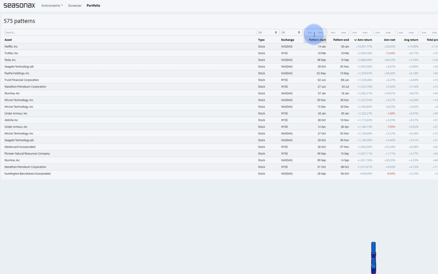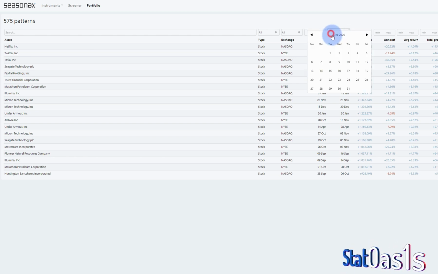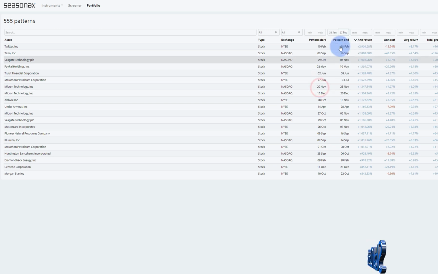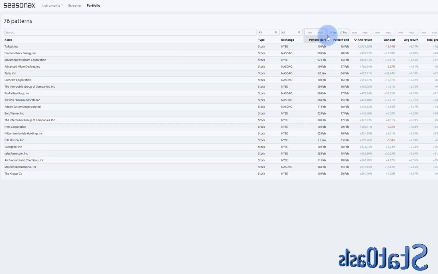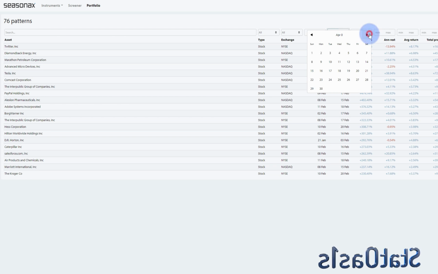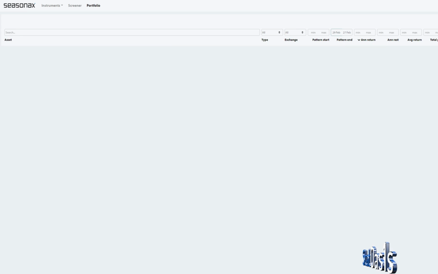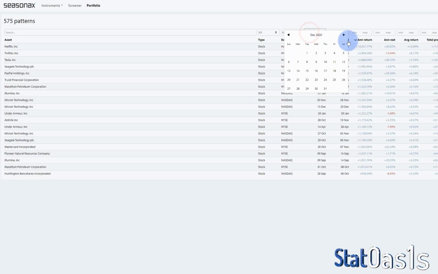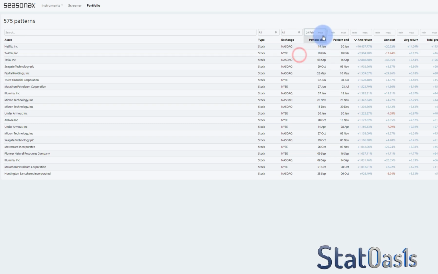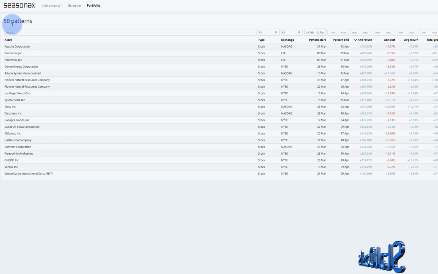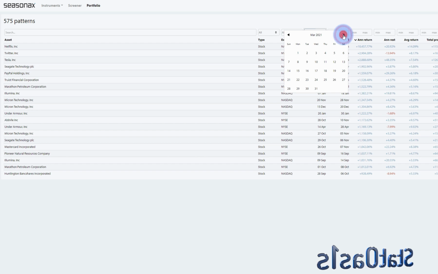So this is the pattern start and end. So let's pick February. So in February, I have 76 patterns. And then if I pick April, or even let's start with March. Oops, let me reset. So March. So I have 50 patterns, and then reset, and let's pick, I don't know, June.